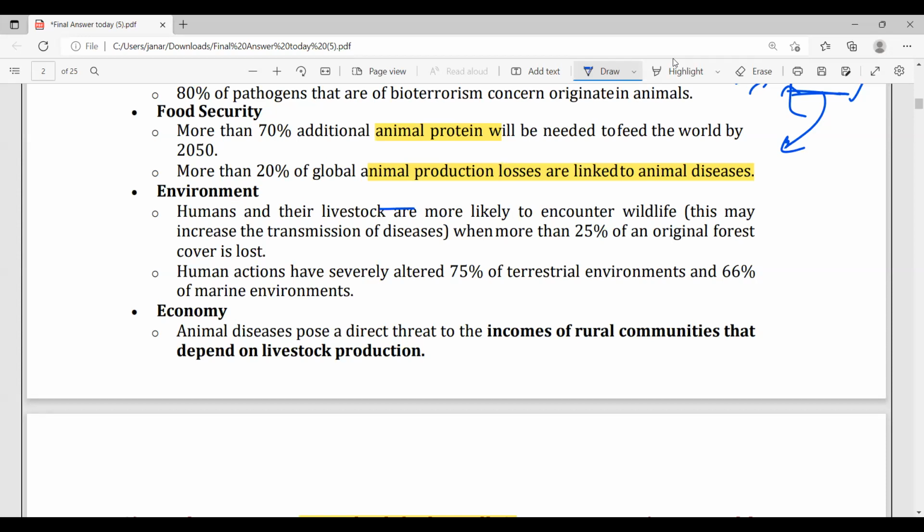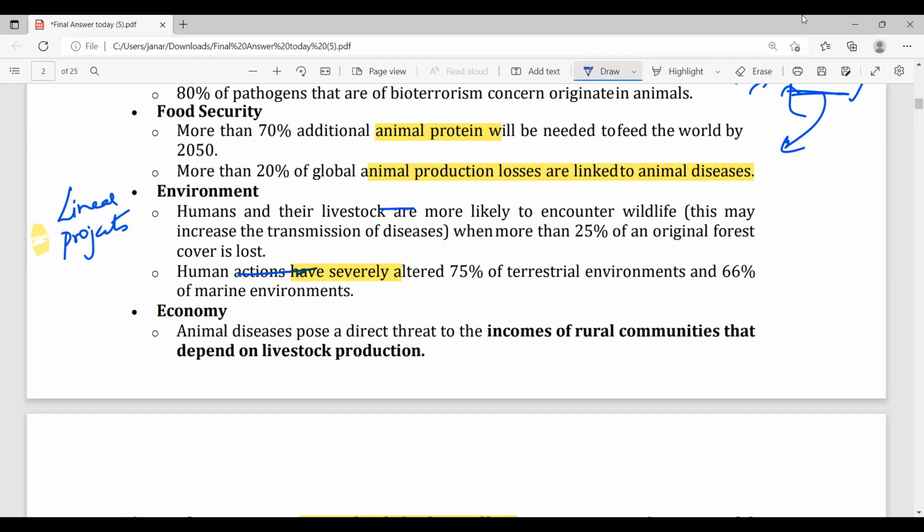So these are fine. We have interactions. Human actions only caused these things, no doubt about it. The more we intrude into forest areas, forest areas are destroyed because of climate change and water scarcity. That's the reason animals are intruding into human habitations. More mining activity, linear projects. There's a term called linear projects. What are linear projects?